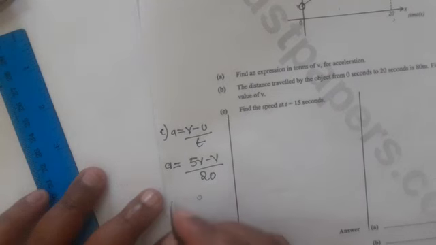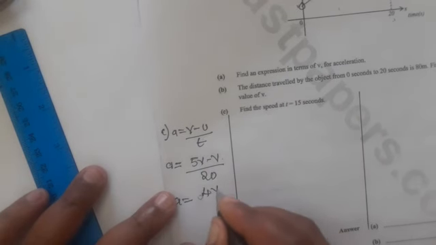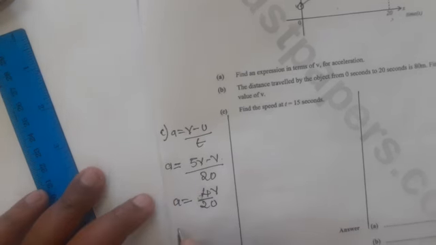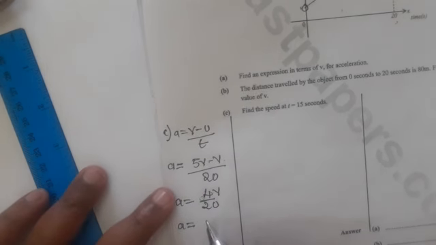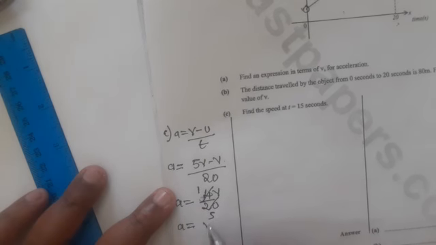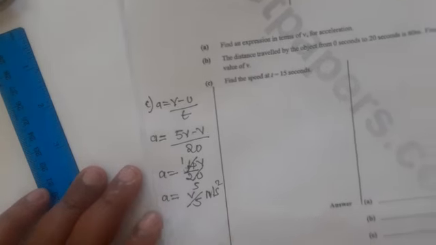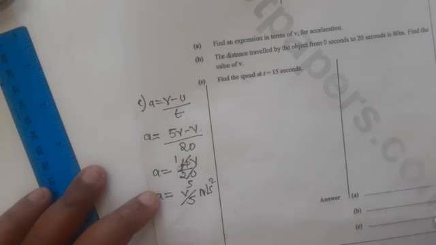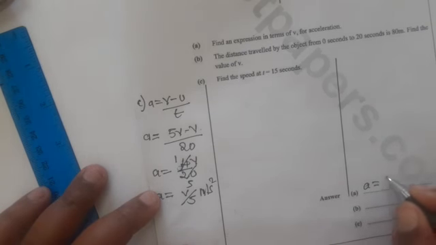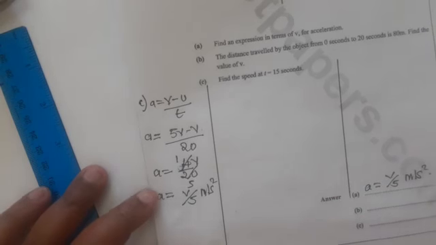Okay, so your acceleration will be equal to 5v minus v, which is 4v, divided by what? 20. So your acceleration will be equal to 4 into 4 is 1, 4 into 20 is 5. So you have V over 5 meters per second squared. That is your acceleration. So we're saying acceleration is V over 5 meters per second squared.